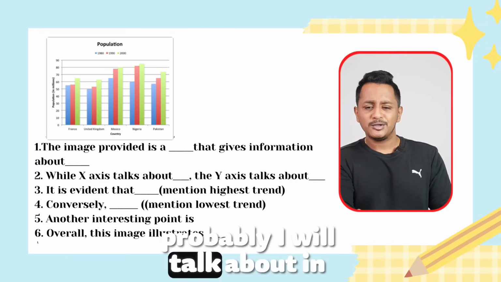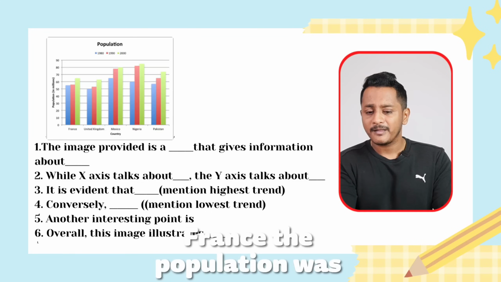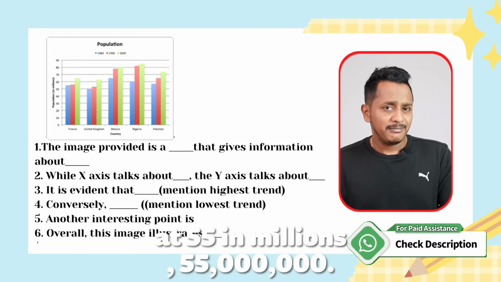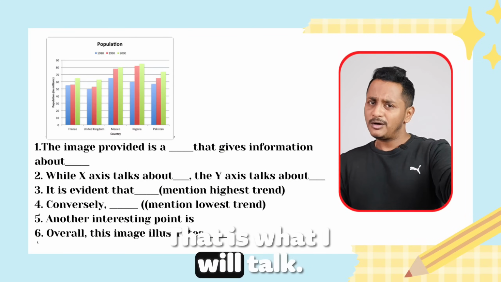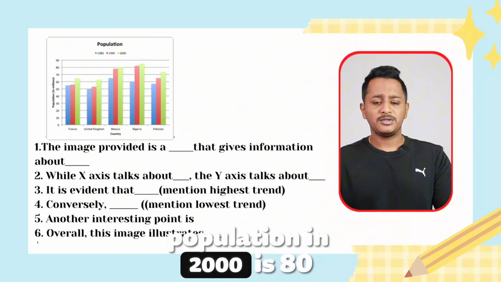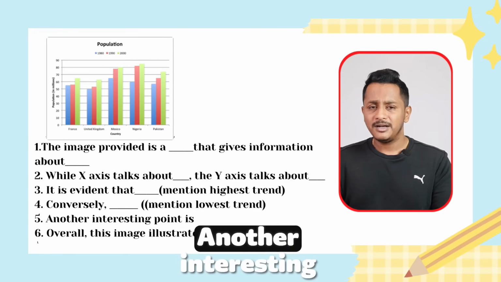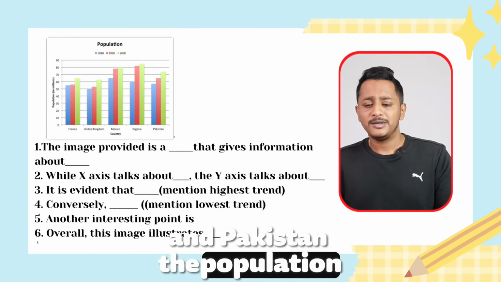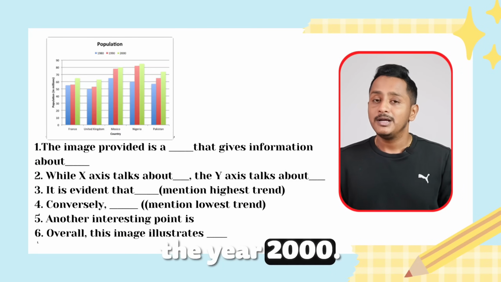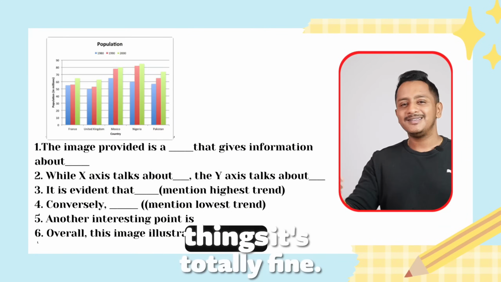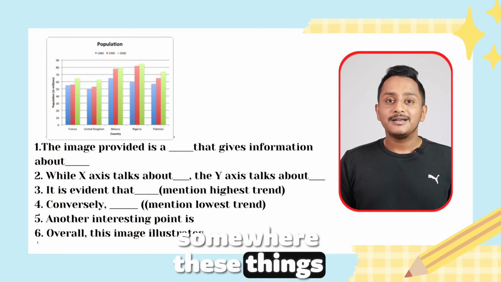Three things I'll probably talk about: in the year 1980, for France, the population was 55 million. What if I speak this wrong as 75 millions? No problem, that is what I will talk. Conversely, in Mexico, the population in 2000 is 80 million. Another interesting point is that in UK and Pakistan, the population was quite low, as low as 60 and 70 in the year 2000. These 3 things are what I'm going to speak. But if you forget these things, it's totally fine. You just come up with something new, or you can write these things down somewhere and just read it.